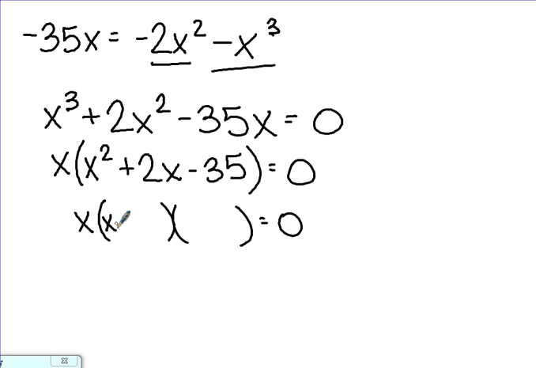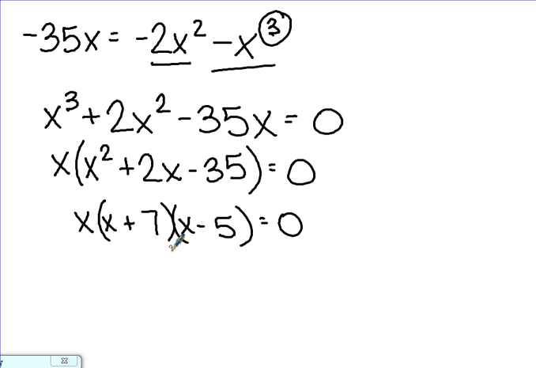The first term is going to be x. And we're looking for numbers that multiply to give me 35, but add or subtract to give me 2. And that would be 7 and 5. 7 is going to be positive and 5 is going to be negative. Now, we have x times x plus 7 times x minus 5. And all three of these are going to be equal to 0. Whatever your greatest power is, in this case it's cubed, is how many solutions you're going to have.